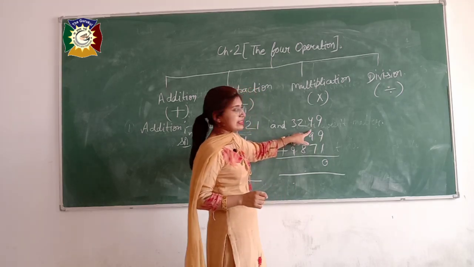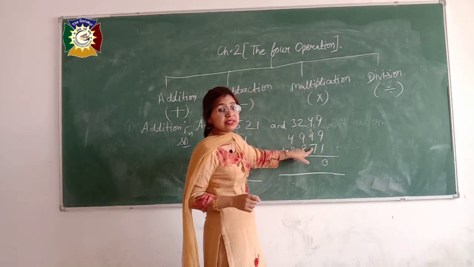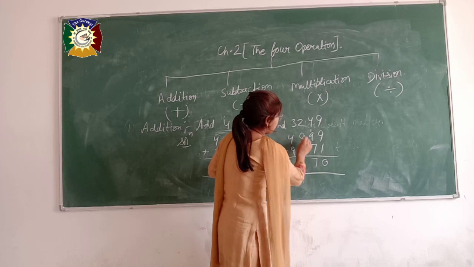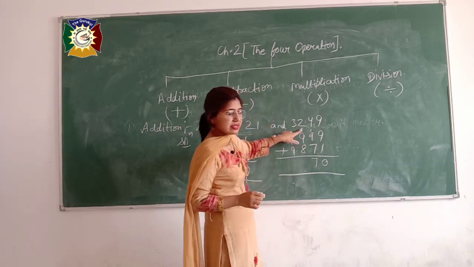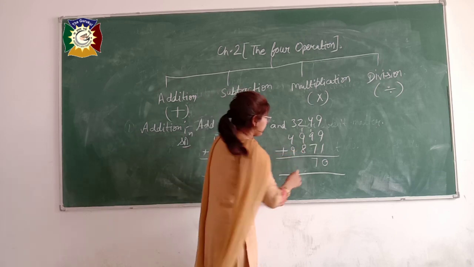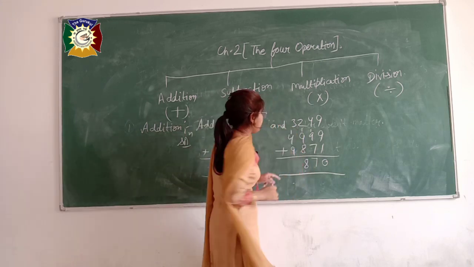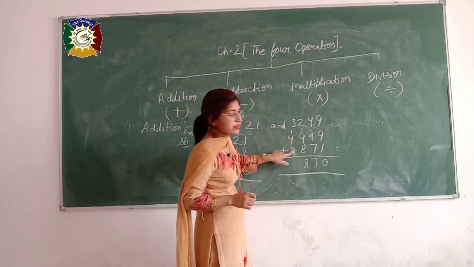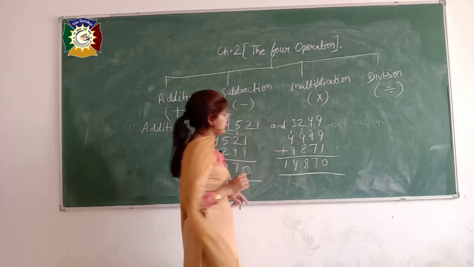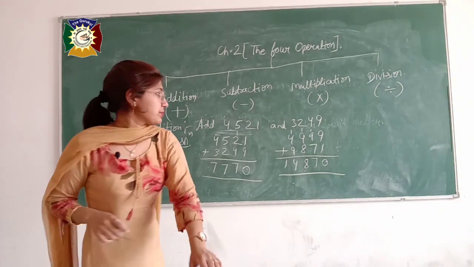Now 9 plus 1 is 10, 10 plus 7 is 17. Keep this 7 here and put 1 as carry here. 9 plus 1 is 10, 10 plus 8 is 18. Carry here. 1 plus 4, 5. 5 plus 9 is 14. This is the required answer.